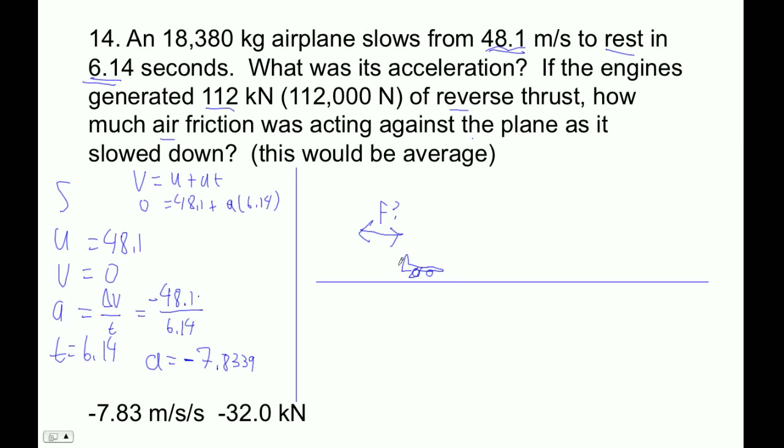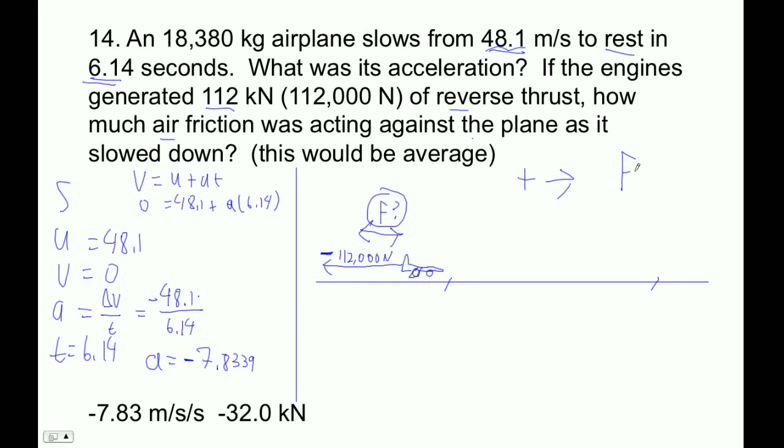And then we have the reverse thrust of 112,000 newtons. Okay, let's make this way positive. So this is a negative force, unknown force. Even though we know it's negative, we make it positive, right? Our acceleration is negative, right? It's moving this way, but it's slowing down and it's going to stop, right?